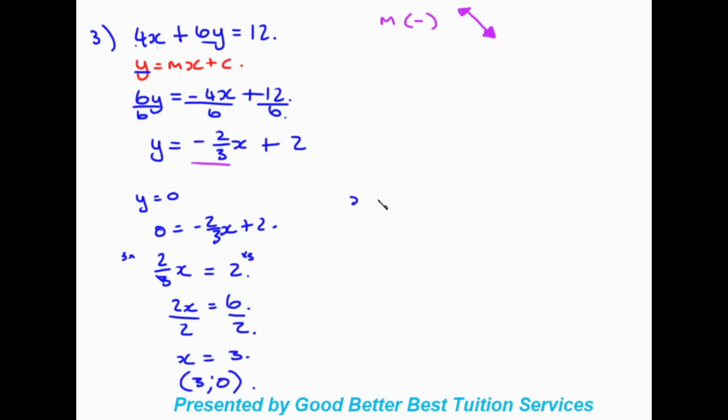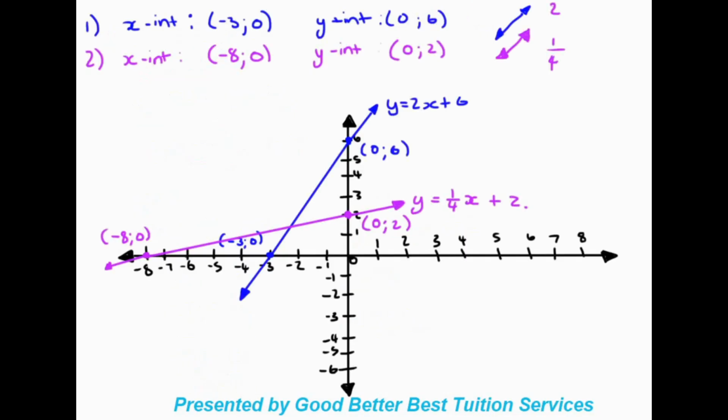Now, finding our y-intercept, we make x equal to 0. So we have y is equal to negative 2 over 3 times 0 plus 2. So we're just left with y is equal to 2. So we have our final one there of 0 and 2, right? That is our y-intercept. So now we have our rule for our gradient. We have our two intercepts. So let's head over to our graph for plotting.